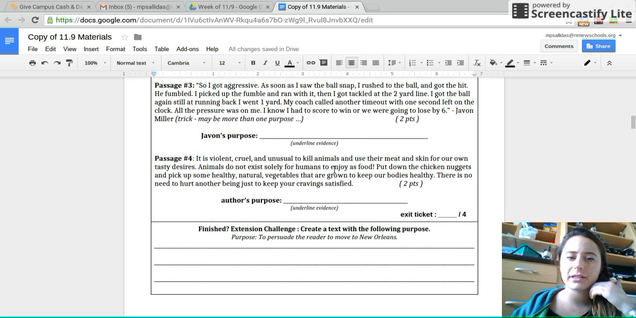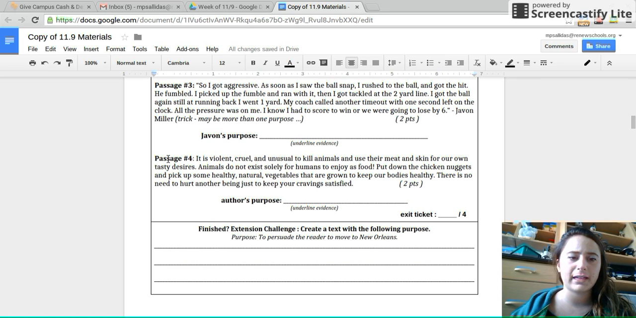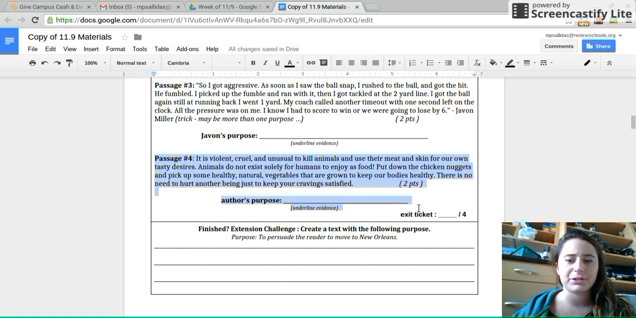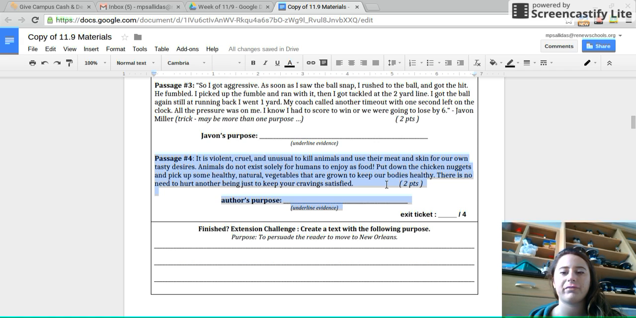Good morning, sixth graders. Before we move on with author's purpose today, I want to make sure that you guys have a strong understanding of one of the ones that was really tricky yesterday. Flip to your exit ticket, passage 4. Trying to find the author's purpose. Why did the author write this?